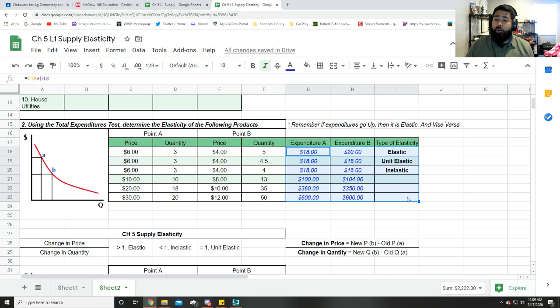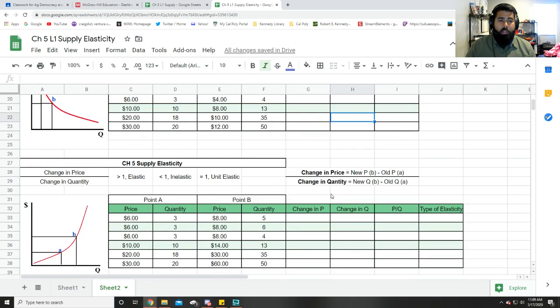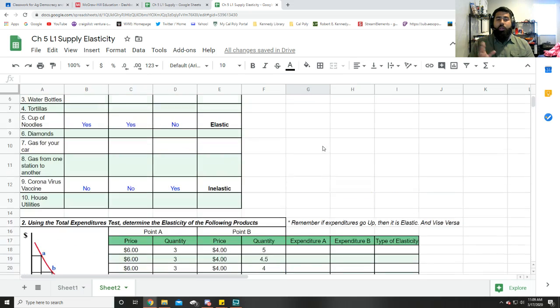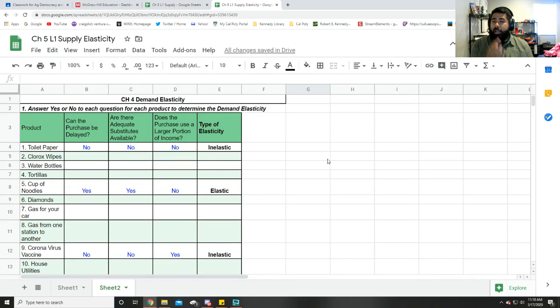So I'm going to go ahead and let you guys figure out whether the rest of the products are inelastic or elastic. And of course, in order to receive full credit, you need to have those functions in there. I want you to have those functions in there, or else if you're just going through the video and typing them in, you're not getting full credit on this. Okay, so we've covered our 2 ways to identify the elasticity of demand.